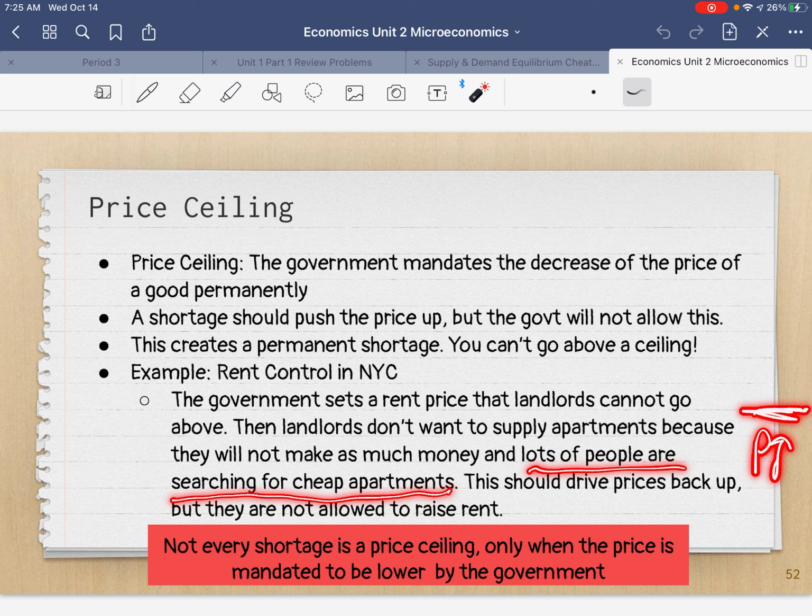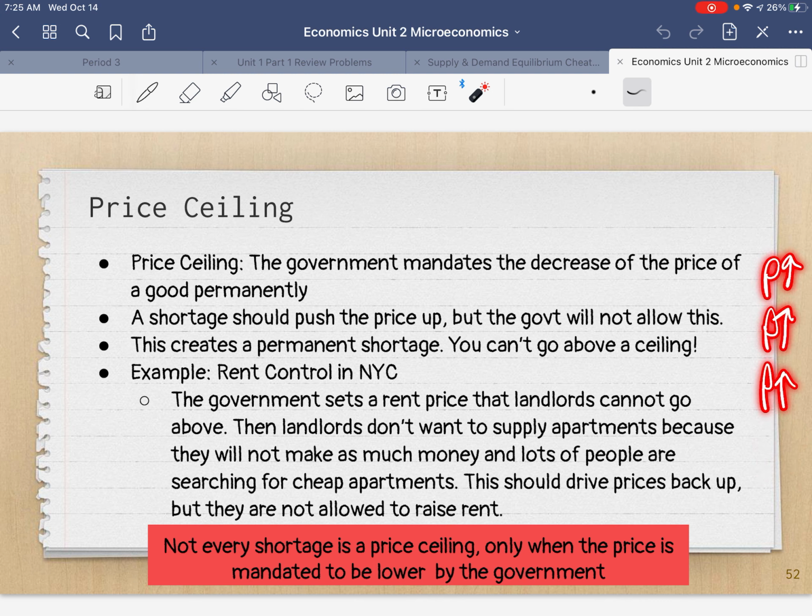Technically, this should drive prices up, right? People should be like, oh, I'll pay. And it's going up, up, up, because I want those nice apartments. But the government says, nope, here's the ceiling. Price cannot go above this ceiling, okay? And they're not allowed to raise rent. So that's the difference between a shortage and a price ceiling.